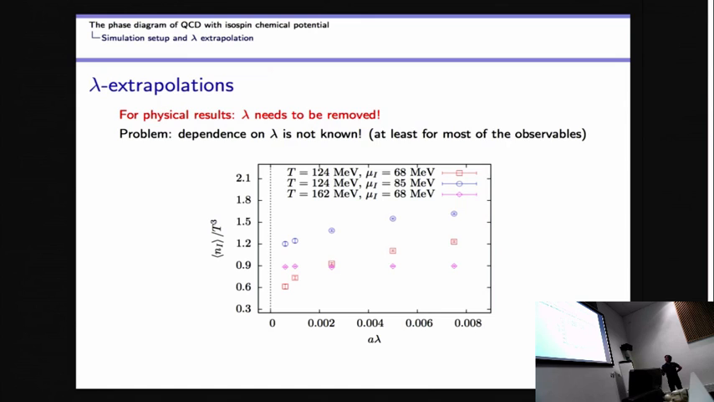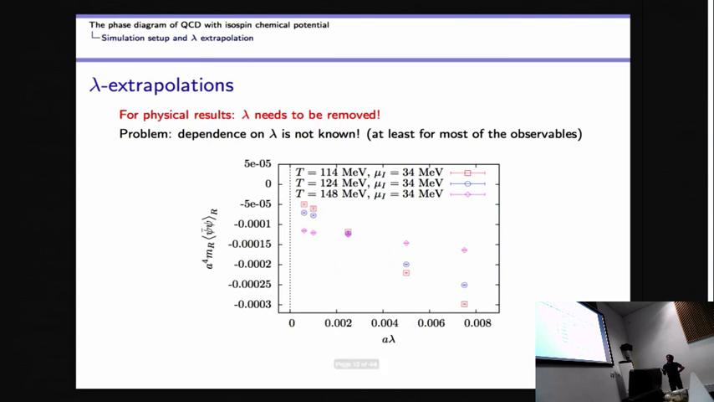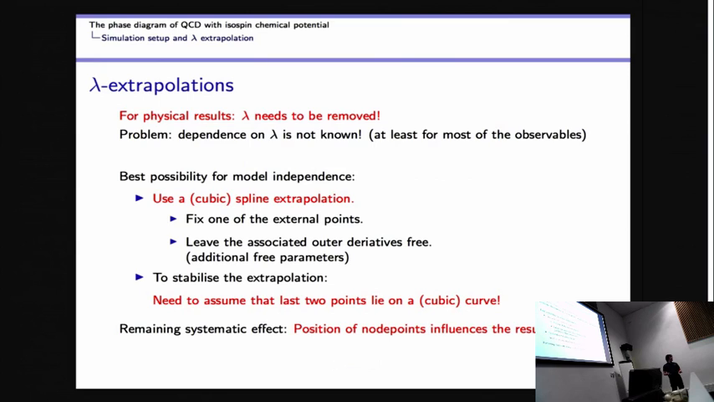However, the problem is that the dependence on lambda for most of the quantities is not really known. What I show you here is the lambda dependence of the isospin density, and you can see that it's very difficult to find a curve, in particular a polynomial curve, which would describe all of these points. The same is true when you look at the renormalized chiral condensate. So it's really very difficult to tell what this lambda extrapolation actually looks like. In addition, we want to remain model independent. That's the reason why we're actually doing lattice simulations, because we don't want to introduce any model dependence.